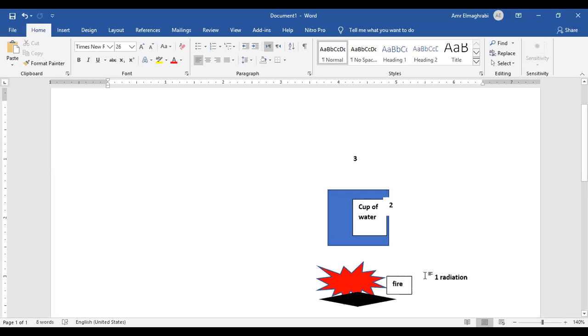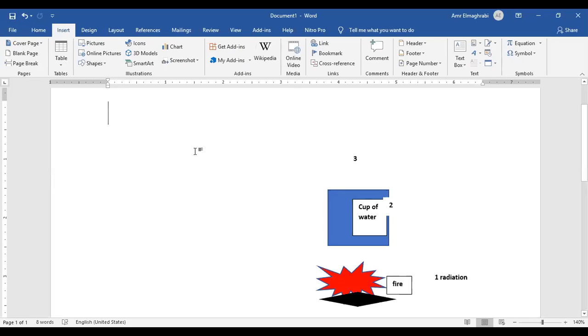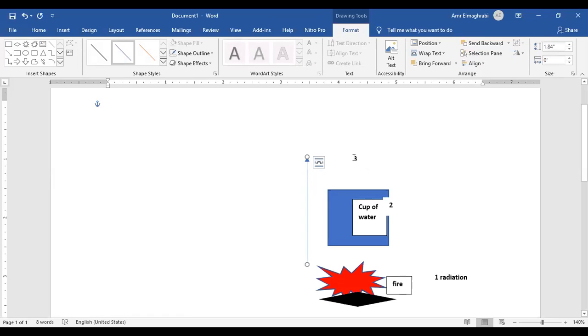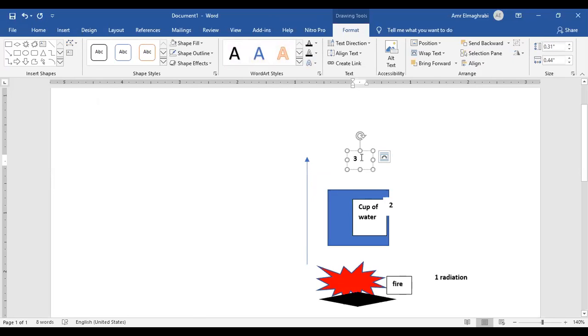So the heat needs to travel in this direction, not the convection direction. This is the only direction of convection. So if I want to say where is convection, the convection will be in this direction. Number 3. So number 3 will be convection.